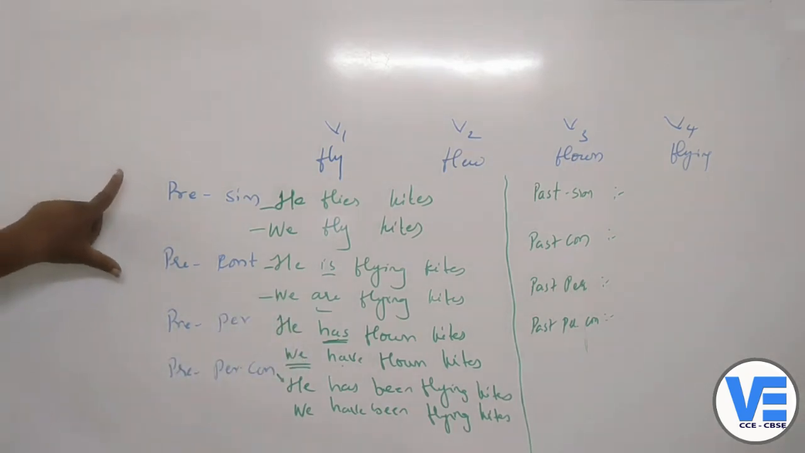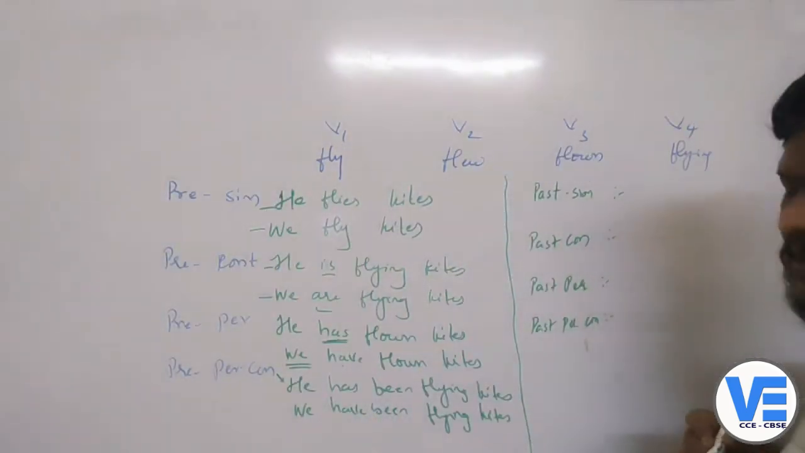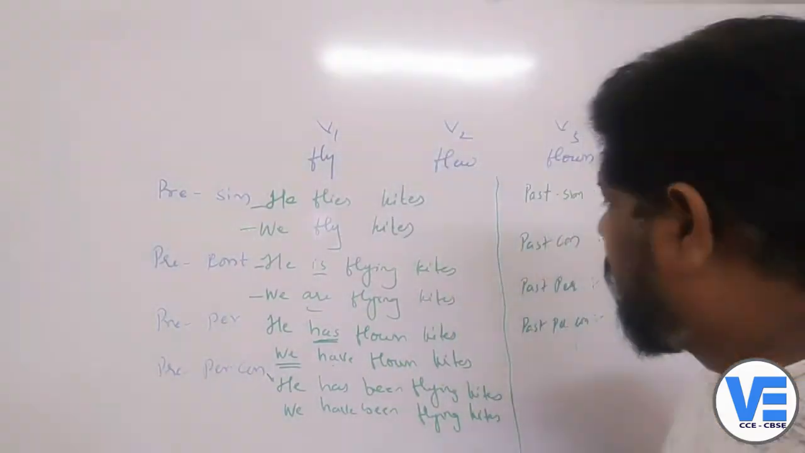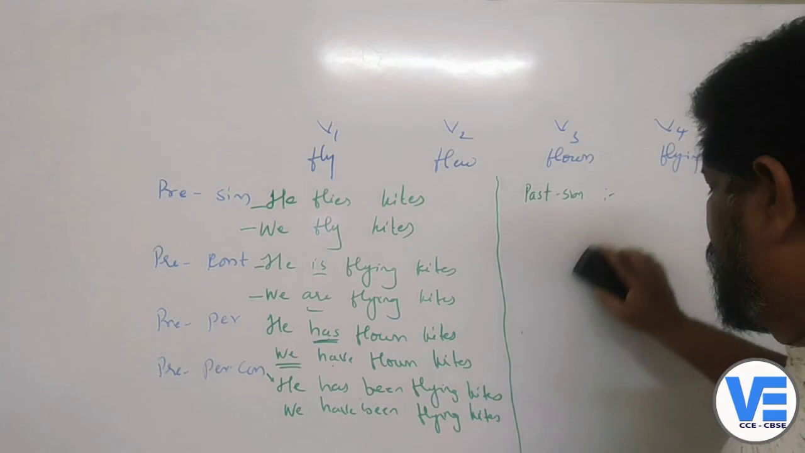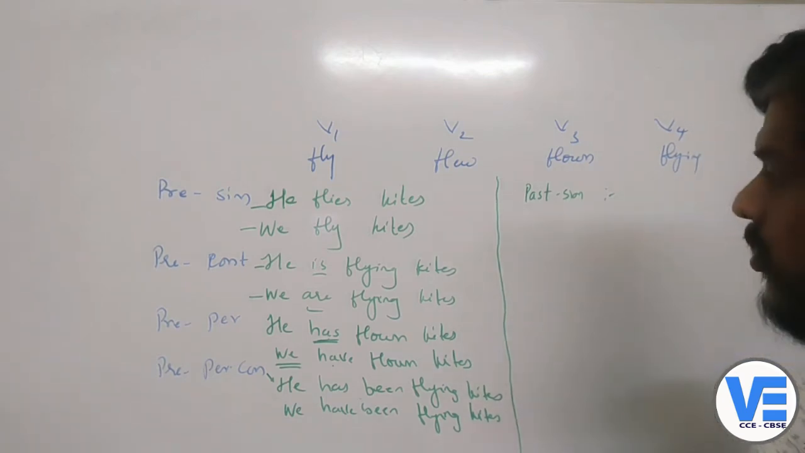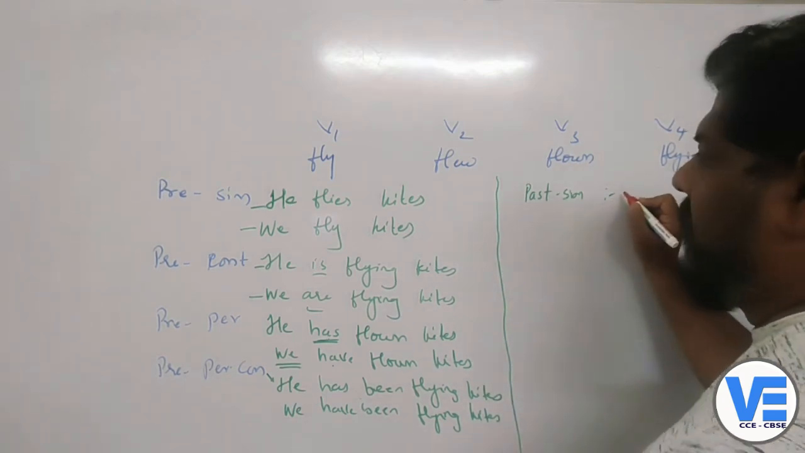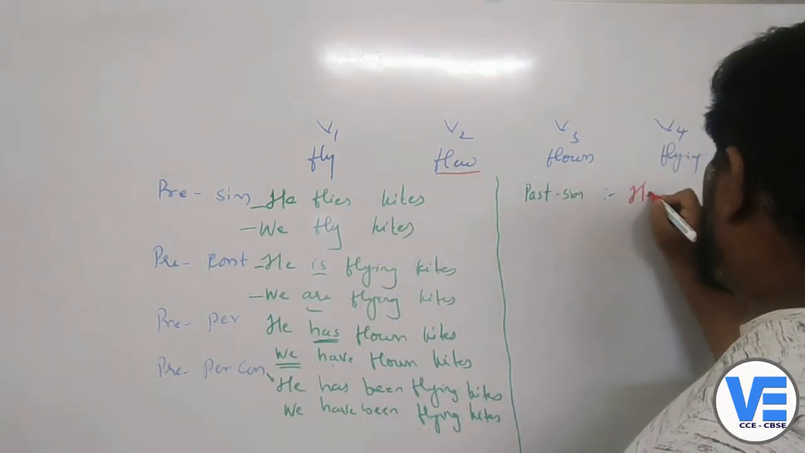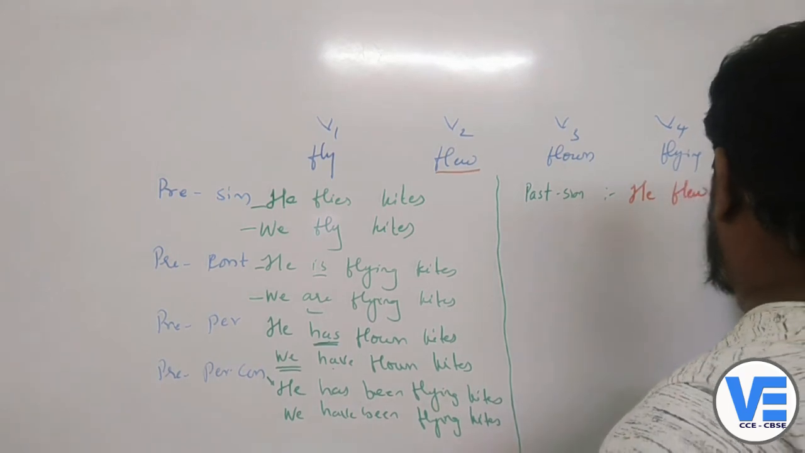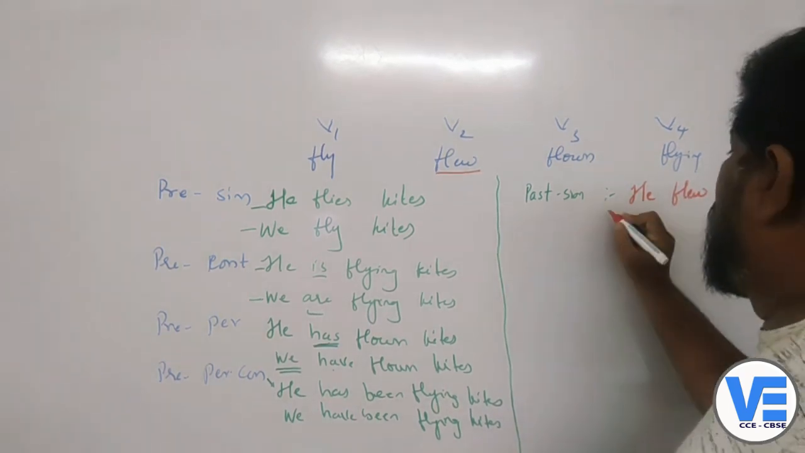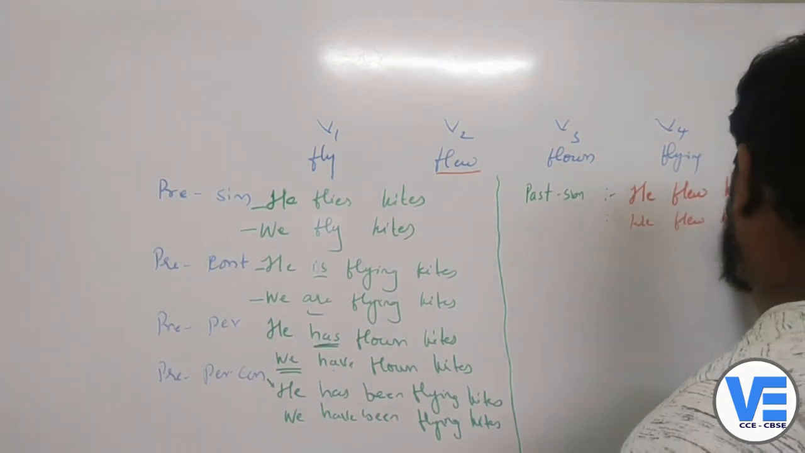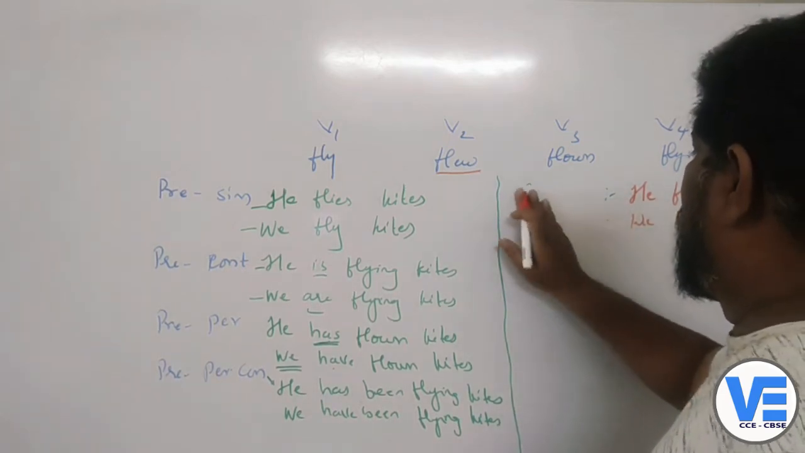Now what we'll do is we'll write the same in past tense now. Now if I write the same in the past tense, so now here past simple, right? He flies kites. So here this is the simple, right? So he flew kites. Now we flew kites. Okay.